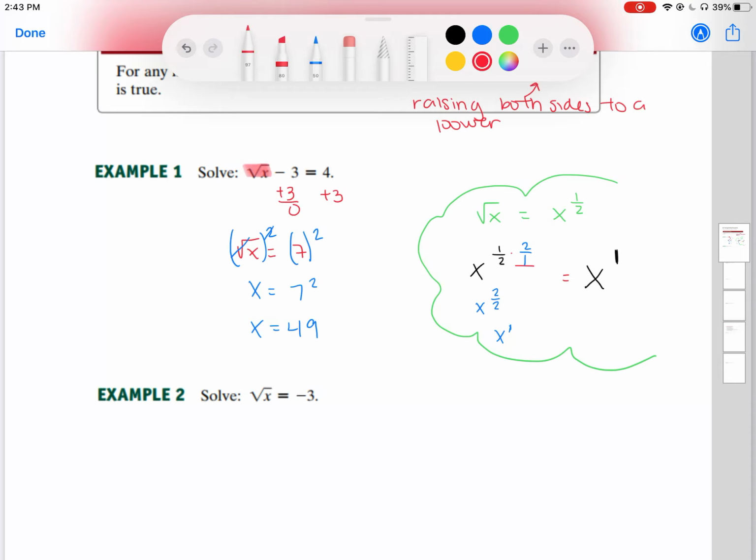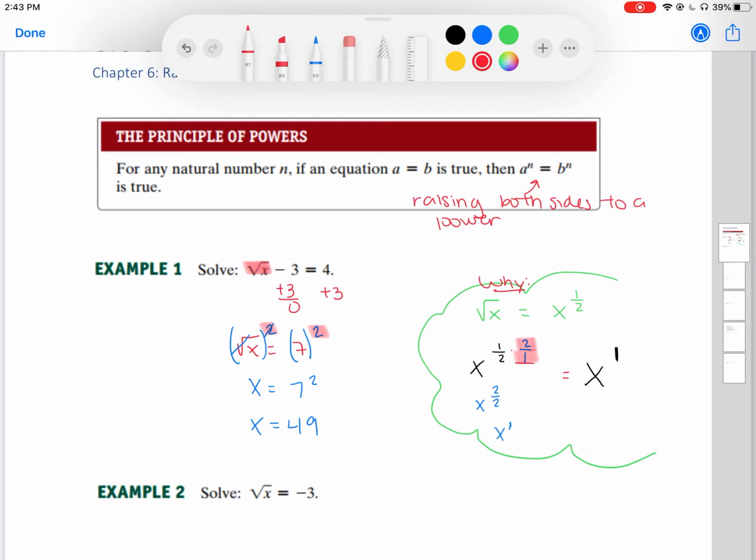So this 2 over 1 is actually just a 2. 2 divided by 1 is 2. So we square it. And that's exactly what we did here. We squared both sides to make it happen. So this is the why, in case you're wondering, how does that happen? How is that so? Now, according to our principle of powers, because we have an equal sign in an equation, it holds true if we do it to both sides.